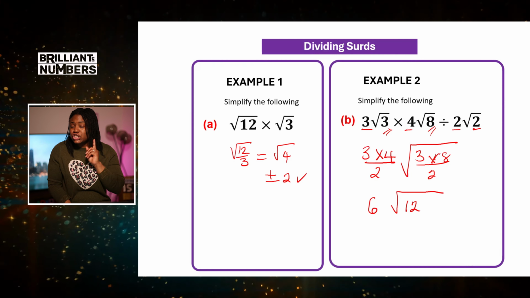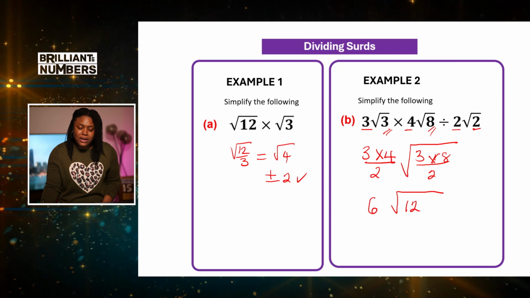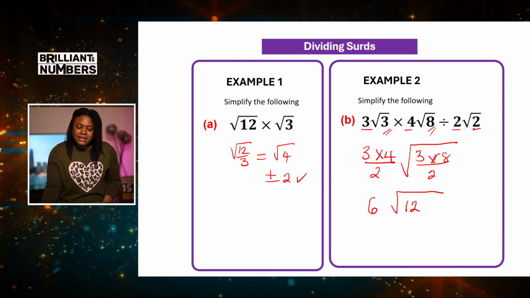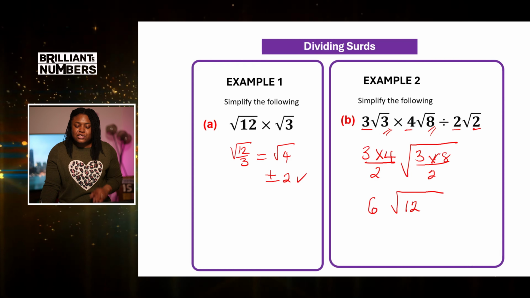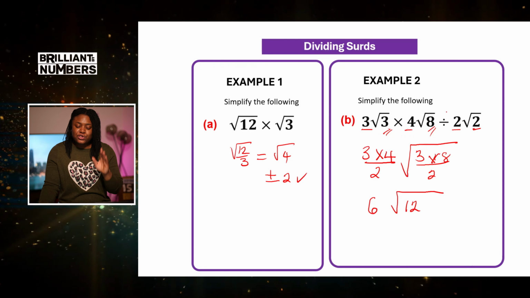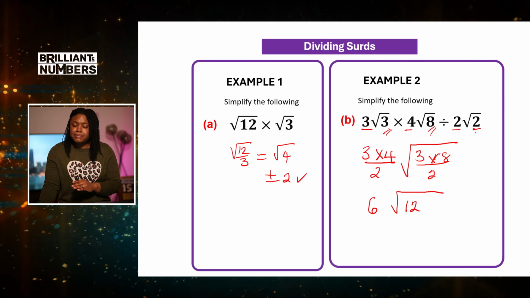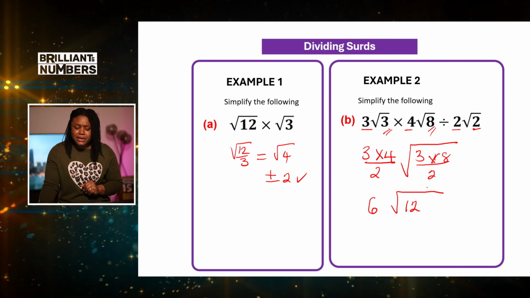But remember, we check our answers. I'm just going to do that. So 3 times 4 is 12. 12 divided by 2 is 6. So we finished with our coefficients. We go back. We now need to do root 3 times root 8, which is root 24, and then divided by 2. 24 divided by 2 is 12.